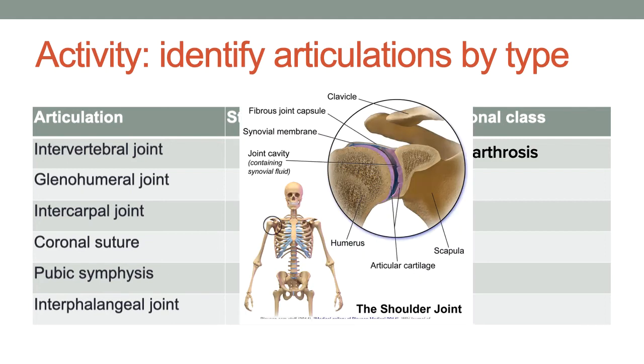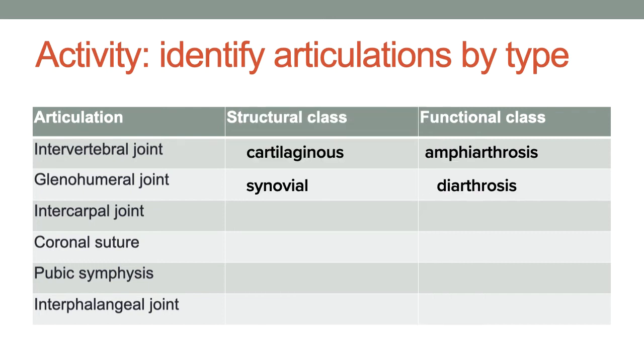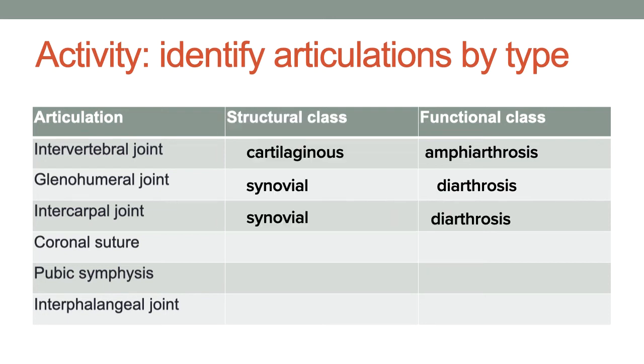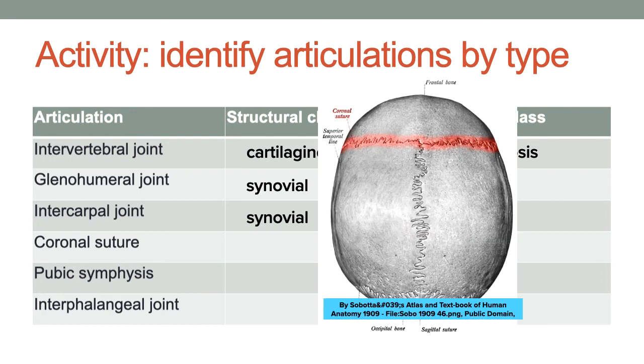The glenohumeral joint, okay, that's the shoulder joint. This is going to have a structural class that is synovial, and the functional class, because that's freely movable, is diarthrosis. The intercarpal joint in this image is shown with the red lines in between. Again, that's a synovial joint, and the functional class is diarthrosis.